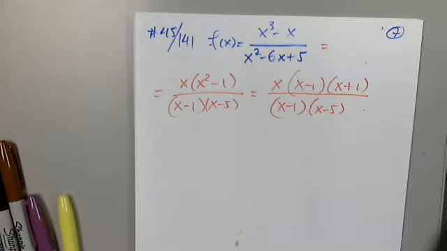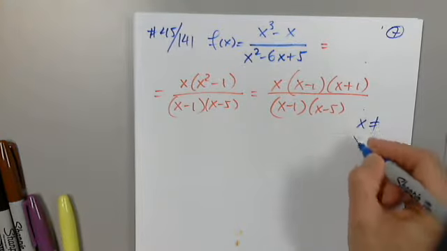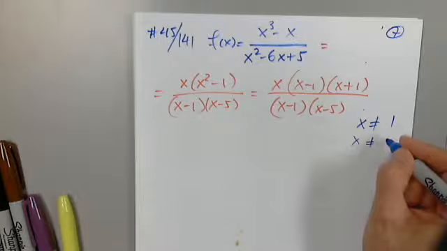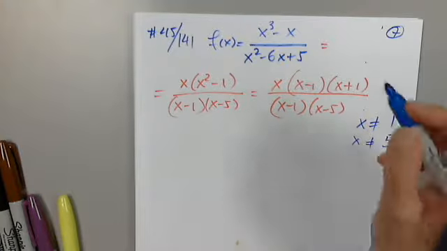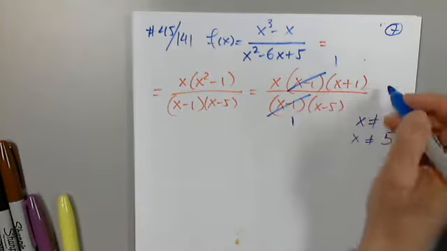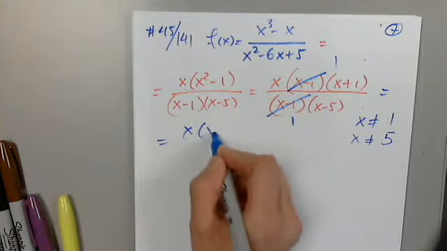Always remember, you're not allowed to touch the function in any way, shape, or form, do anything to it before you state restrictions. So what I meant to say is you are not allowed to simplify it before you state the restrictions. I can touch it before I state the restrictions, and they are x is not 1 and x is not 5. Fine. Good. Now I'm allowed to simplify. So the simplified form is this.